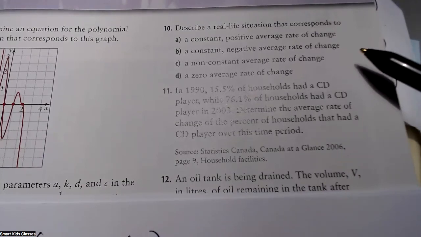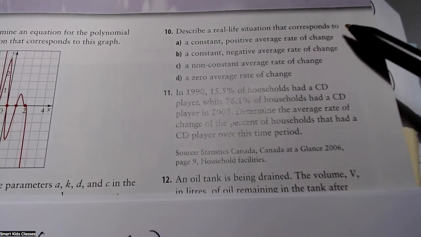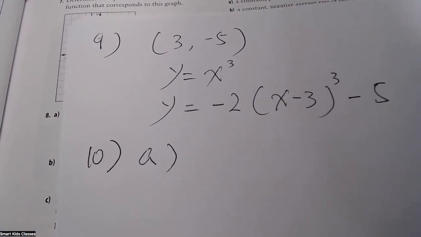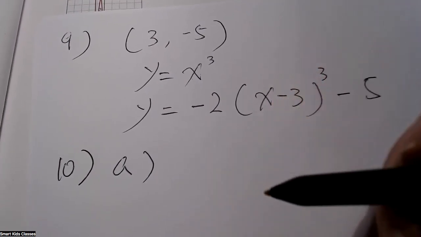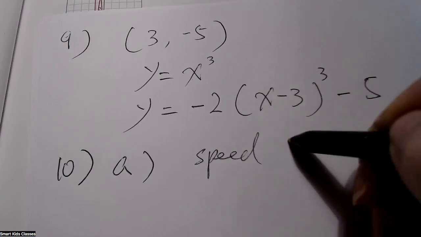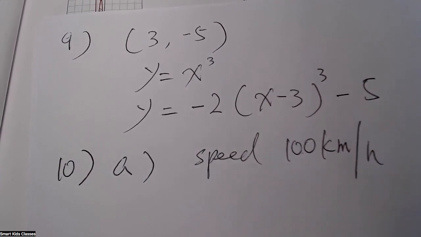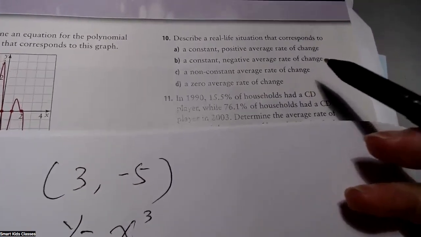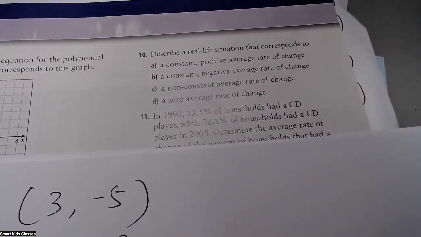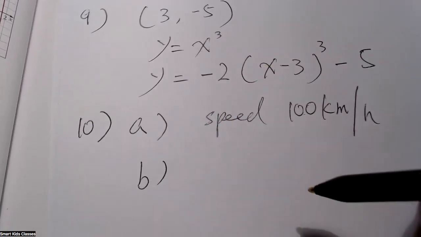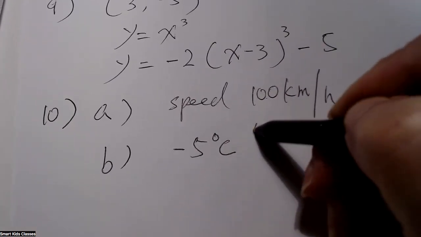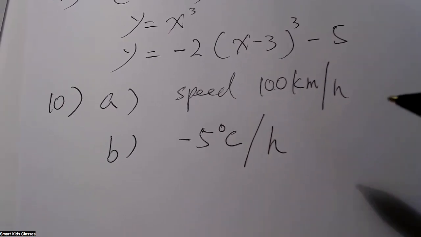Now the next question is question 10. Describe a real-life situation that corresponds to A, a constant positive average rate of change. When is there a positive slope? You can write an example like a speed of 100 km per hour. It's a perfect example of positive slope. And B is for a constant negative rate of change, so we're going to find a negative slope. You can put, for temperature, let's say -5 Celsius per hour. So this temperature example illustrates the negative slope.